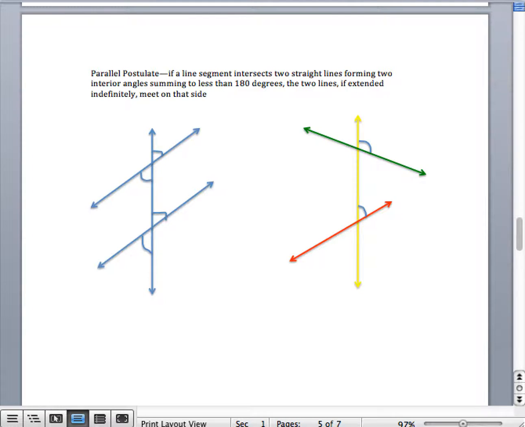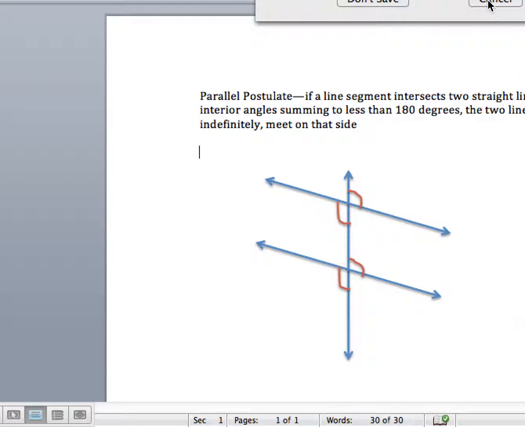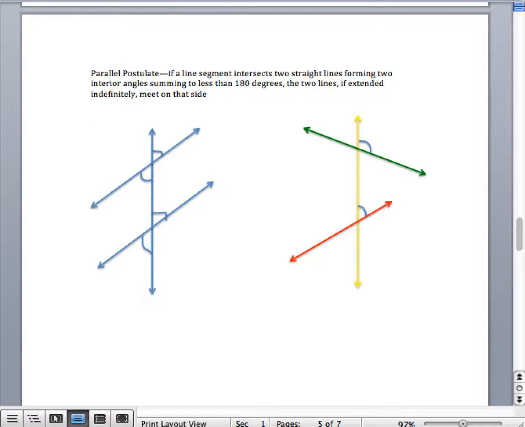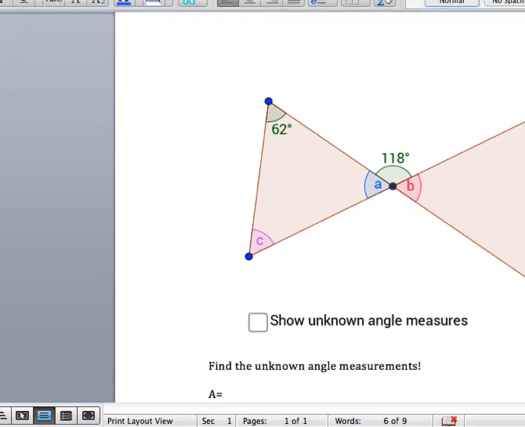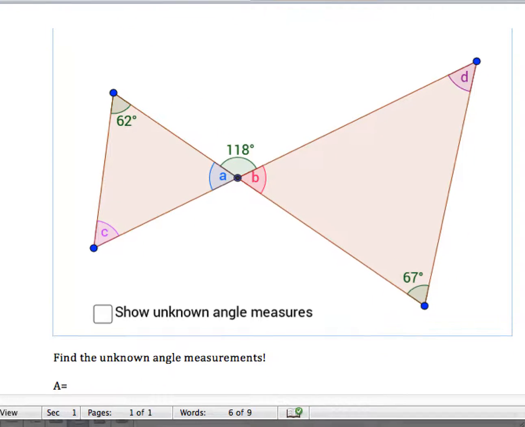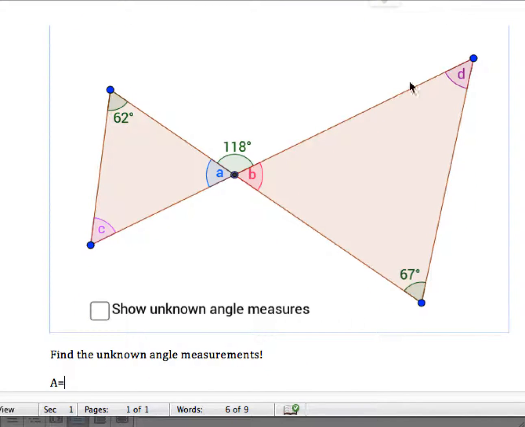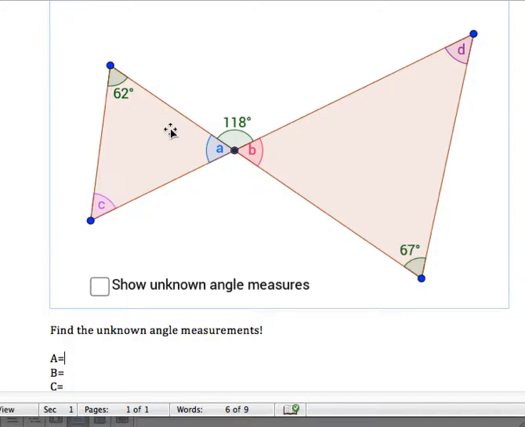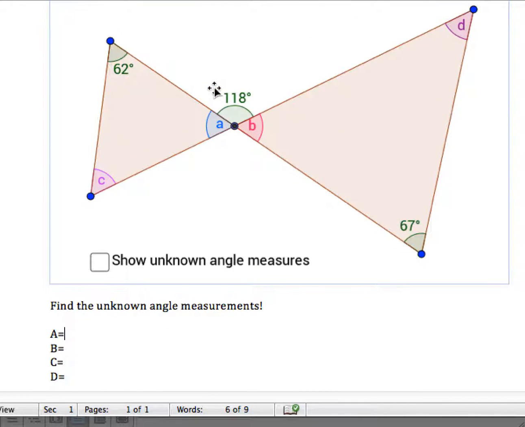I think that was our main idea. Fantastic. So now we're going to look at trying to use this practically. What we have here is called an angle chase problem. Because of what we know about vertical angles and parallel postulates and straight, acute, and obtuse angles, we can find the missing letters. So A, B, C, and D are what we're going to solve for. And we've been given several different angles.